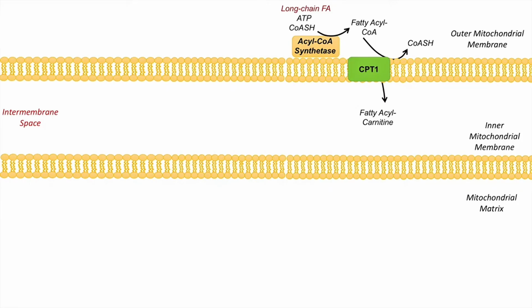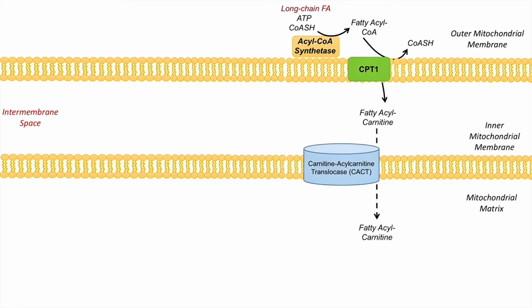So once we have fatty acyl carnitine, that carnitine portion of the molecule will allow the fatty acyl chain to cross the inner mitochondrial membrane and enter the mitochondrial matrix. It does so through a transporter that's located within the inner mitochondrial membrane known as carnitine acylcarnitine translocase, or CACT. This allows the fatty acyl carnitine to cross the inner mitochondrial membrane and enter the mitochondrial matrix.